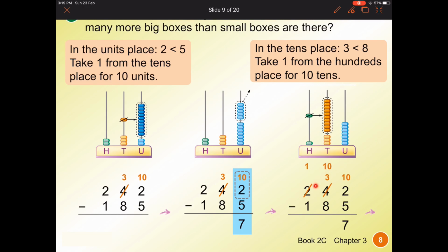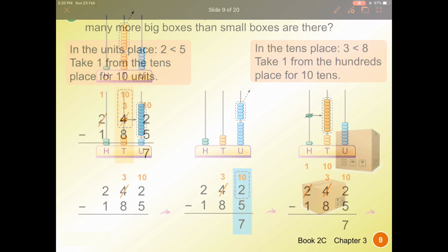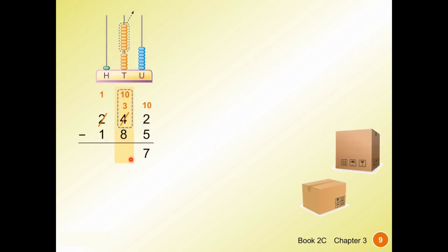Once again, be sure to cross off the digit 2 in the number on top and mark it with a little 1 above. And also mark the little 10 above the little 3. Now let's move on to the tens place. We have 10 tens, 3 tens. So 10 plus 3, we have 13. 13 minus 8, we have 5.